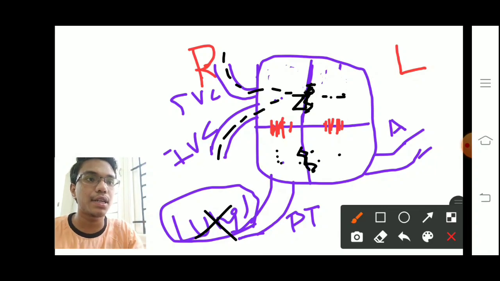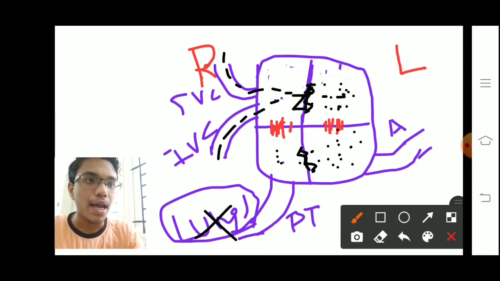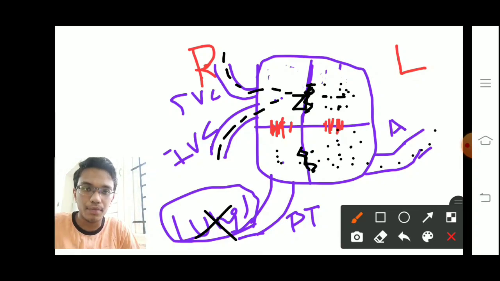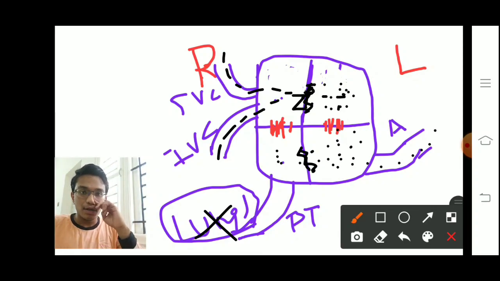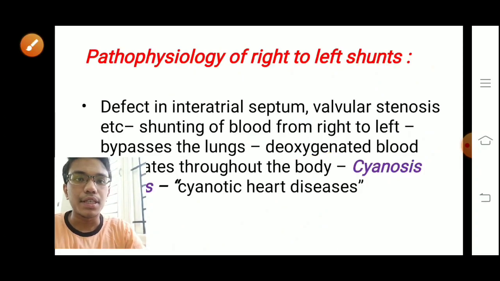Now this deoxygenated blood is present in the left atrium. What happens? This deoxygenated blood goes through the mitral valve to the left ventricle. And now from the left ventricle, it travels through the aorta and circulates throughout the body. That means the deoxygenated blood is getting circulated throughout the body, right? So as the deoxygenated blood is circulating throughout the body, oxygen is not reaching the tissues. So the patient will have a characteristic feature, that is cyanosis. I will discuss it here. See here.